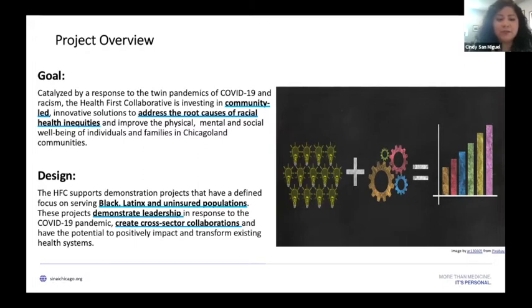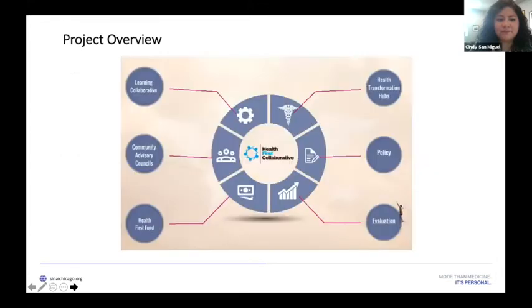The first cohort of demonstration pilots focused on community health centers as hubs of health transformation. This was an intentional step because of the integral role health centers play in the community and because of their role as first responders in the pandemic. In addition, the health centers selected for the first cohort were identified because they serve Black, Latinx, and uninsured populations. So this slide shows you an overview of the HFC. As you can see, there's a lot of components feeding into this project. And so on that top right-hand corner, as mentioned, you have the health transformation hubs. The hubs for this first cohort, as mentioned, were community health centers.